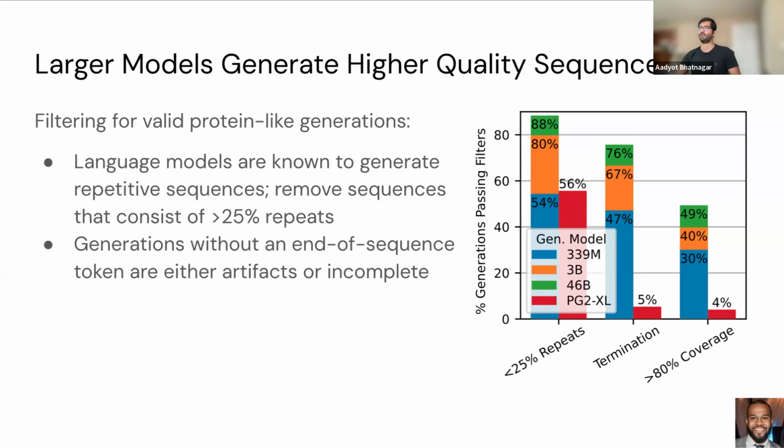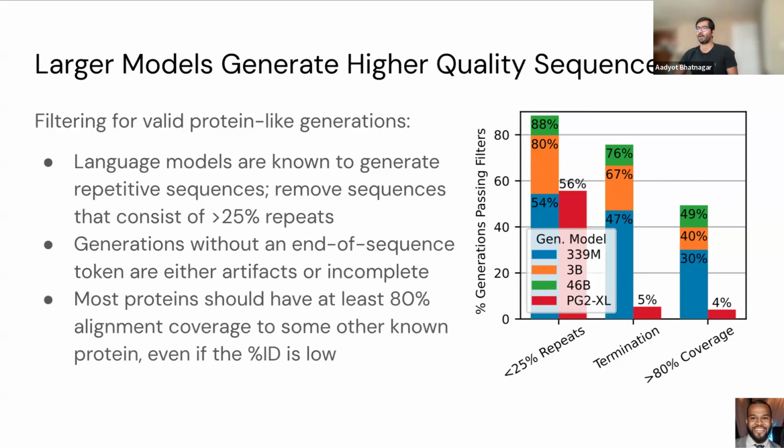Next, if a generation doesn't have an end of sequence token, it's either an artifact or an incomplete generation. So we remove that as well. And then finally, most proteins should probably have at least 80% alignment coverage to some other known protein, even if the percent identity is low. And so these are the three filters we apply to determine how protein-like something is.